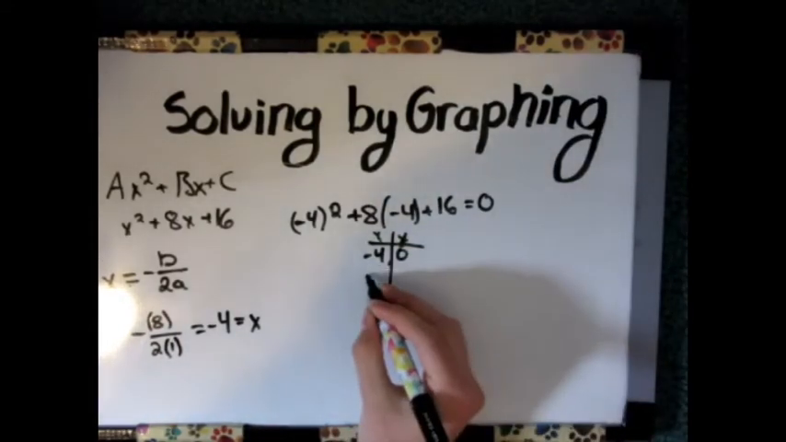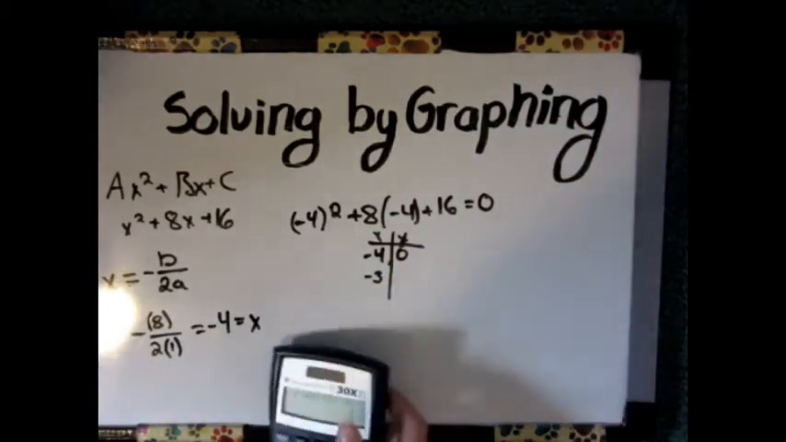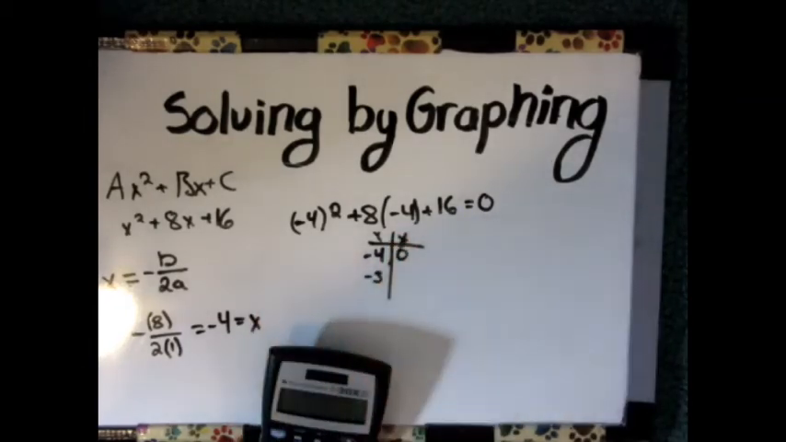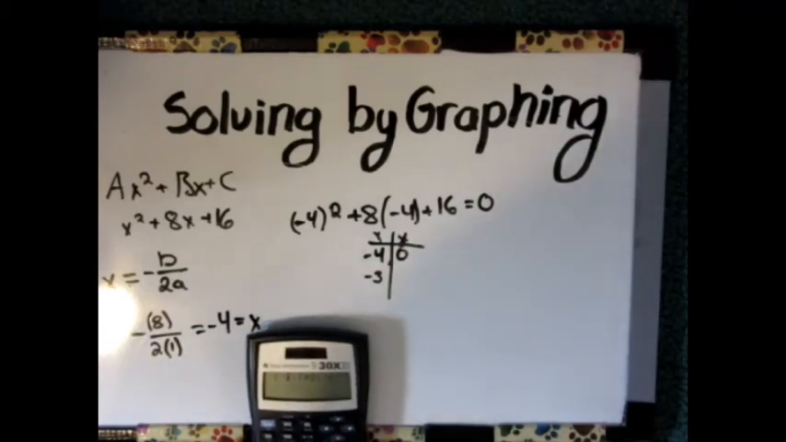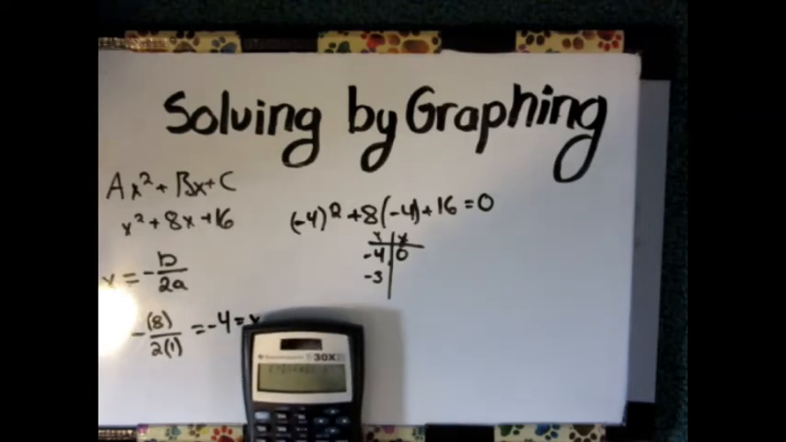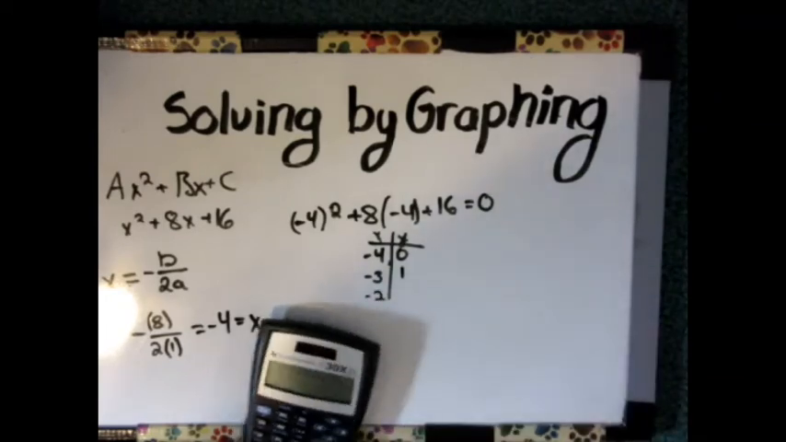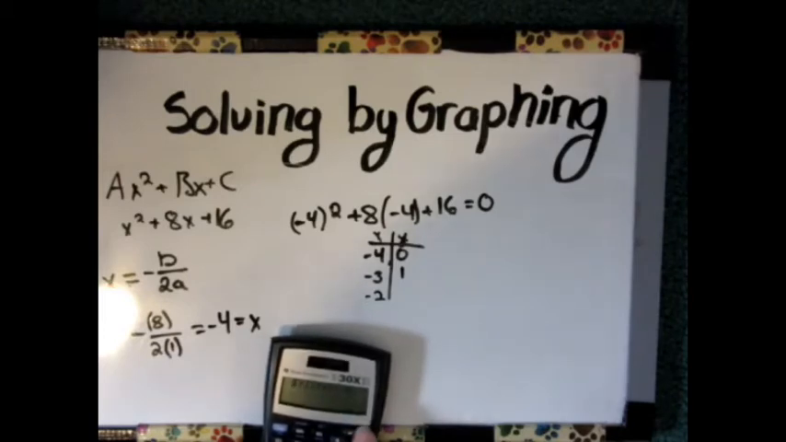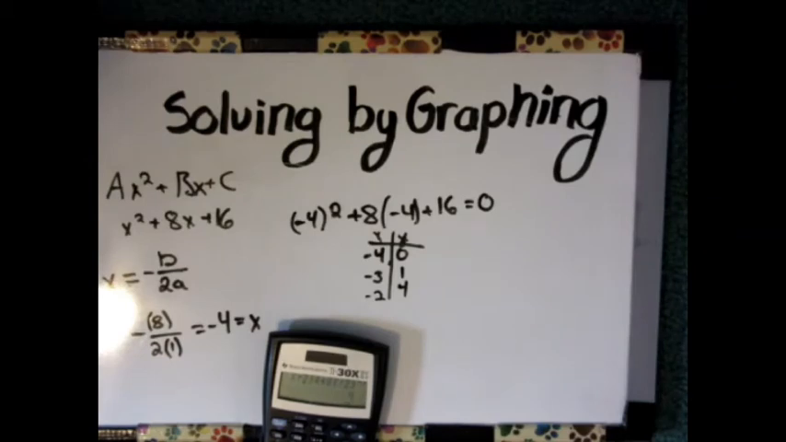And now we're going to want to find different values around there. We're just going to plug in negative 3 right now into these to get another point on the graph. That gets you 1. Now I'm going to do negative 2. I got 4. Alright, now I'm going to go over to the graph.